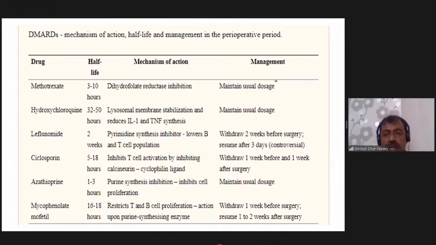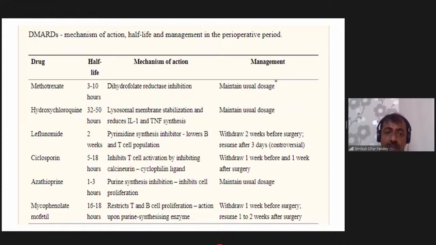So I have a small presentation. One, we should know the half-life of the drug. For example, DMARDs, if you know the various half-lives, you can understand and plan. The brief understanding is that there is not much available information other than the orthopedic surgeries that most of our patients undergo, so we know all the data and extrapolation of data. Methotrexate, hydroxychloroquine, leflunomide can be continued.